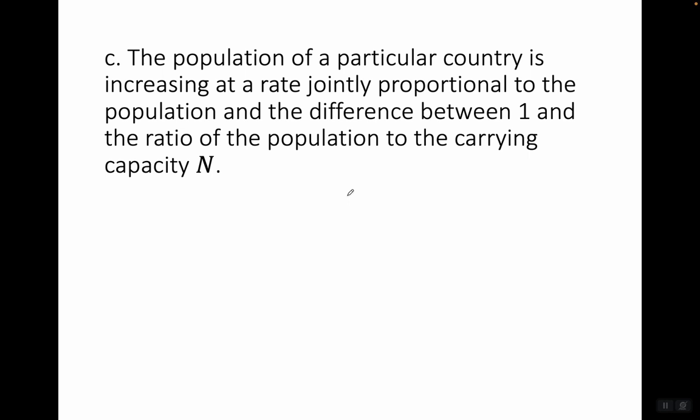The population of a particular country is increasing at a rate jointly proportional to the population and the difference between 1 and the ratio of the population to the carrying capacity, N. What? What is that? Okay, so we end up with dP/dt equals k times P times (1 minus P over N). Let me walk you through this, otherwise you're not going to get this. But it's cool. It does make sense, and it is realistic.